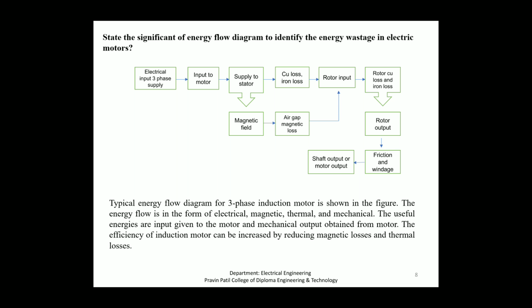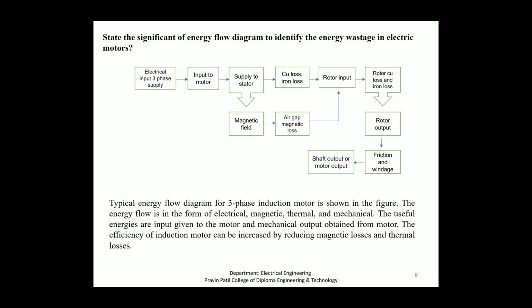The next is the mechanical and brush friction losses. Mechanical losses occur at the bearing and brush friction losses occur in the wound rotor induction motor, that is slip ring induction motor. These losses are zero at start, and with increase in speed these losses increase. In a three-phase induction motor, the speed usually remains constant, hence these losses almost remain constant.